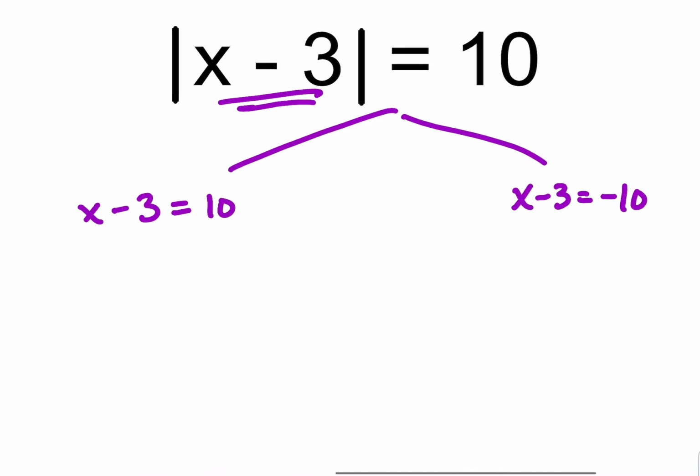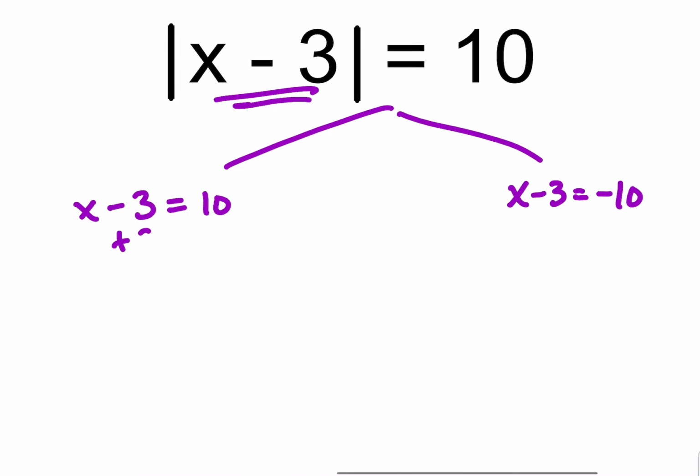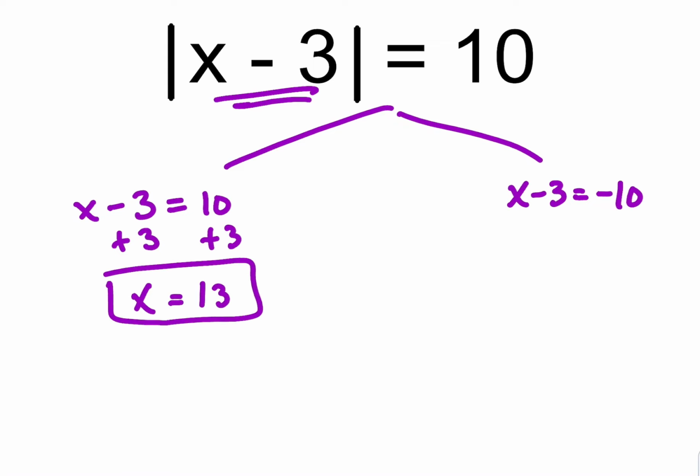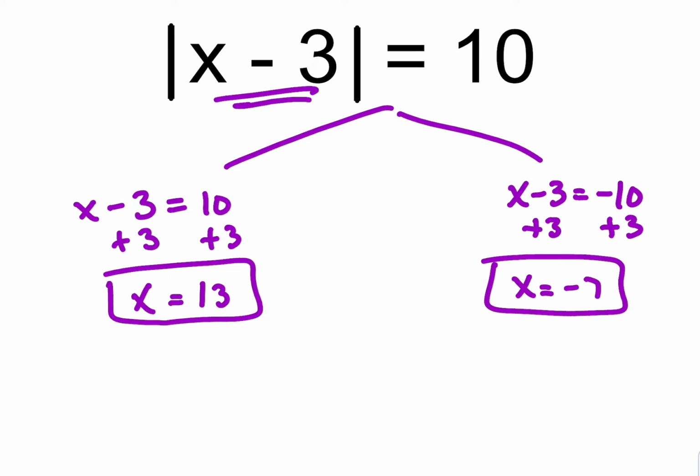All right, let's solve these. I'm going to add 3 on both sides here. I get x equals 13. And then I'm going to add 3 on both sides on the other one, and I get x equals -7. And if you plug those in, they both check out. 13 minus 3 is 10. -7 minus 3 is -10. And the absolute value of that is +10.